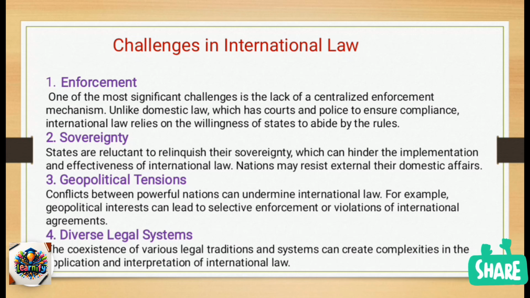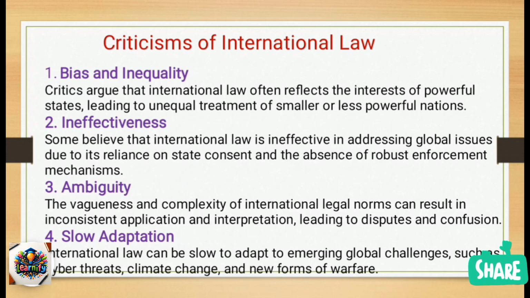Geopolitical tensions. Conflict between powerful nations can undermine international law. For example, geopolitical interest can lead to selective enforcement or violations of international agreements. Diverse legal systems. The coexistence of various legal traditions and systems can create complexities in application and interpretation of international law.